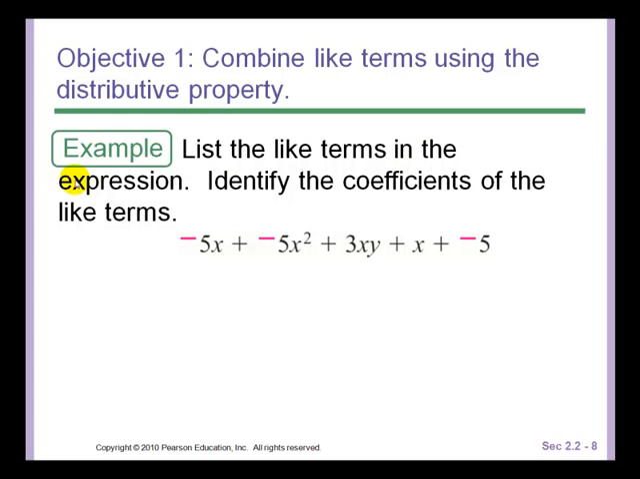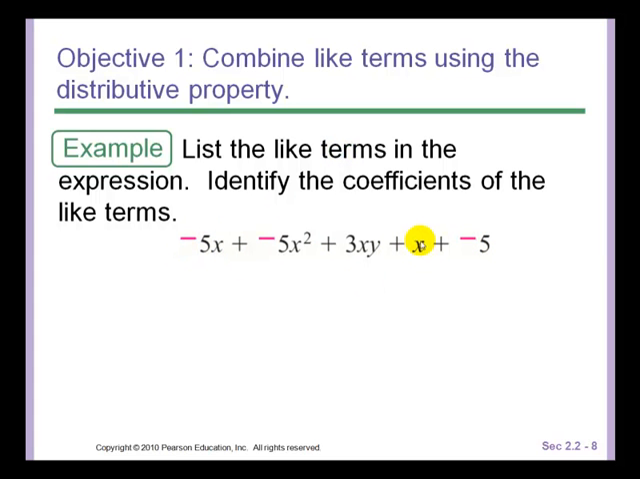List like terms in the expression. Identify the coefficients of the like terms. We have 1, 2, 3, 4, 5 terms. Remember, terms are separated by additions. So there's 5 terms. Like terms have the same variable part.